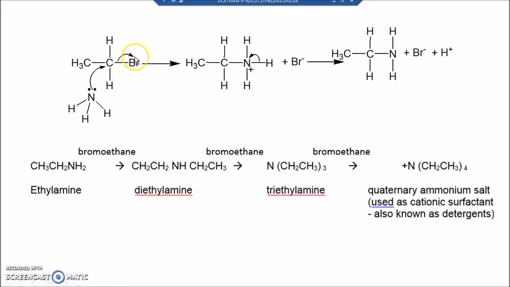Br is slightly negative, delta negative, because it's electronegative and draws the electrons towards itself along the covalent C to Br bond. And that allows this nucleophile, ammonia, with its lone pair to bond to the C, and the electrons from the C-Br move on to the Br, it forms Br minus, and then you end up with an N bonded to the C with three H's. There's a plus on the N because it's donated electrons, and then an H breaks off.